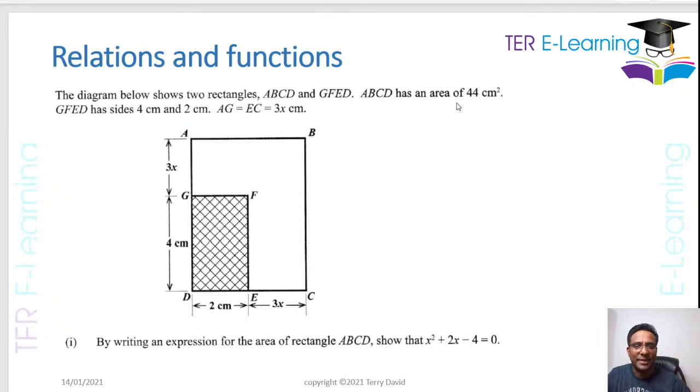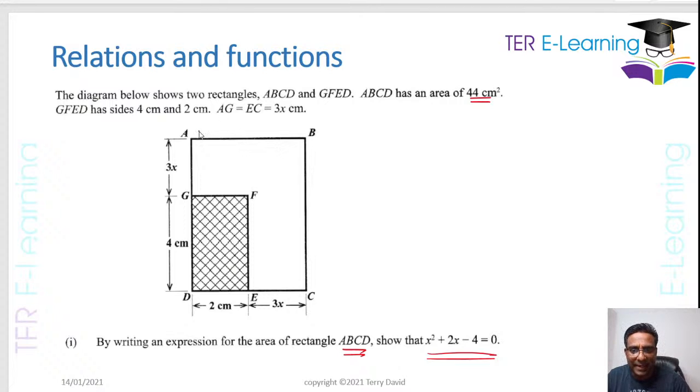The area of the larger rectangle, which is ABCD, is 44, right? And they've given us some dimensions there as well. They said by writing an expression for the area of rectangle ABCD, show that this is true, right? So many students sent me questions concerning this, and this is pretty straightforward. So the area of ABCD is 44 centimeters squared. So let's first find the dimensions of the larger rectangle.